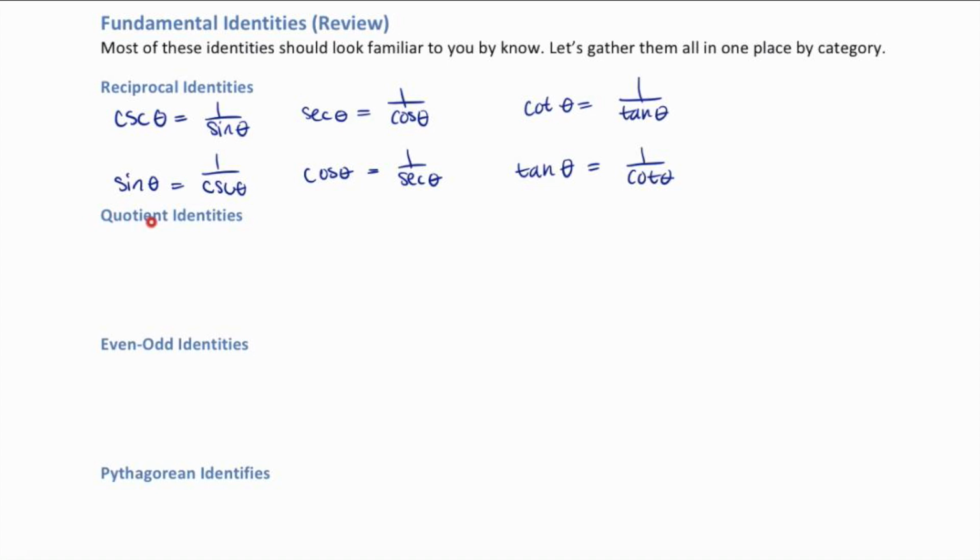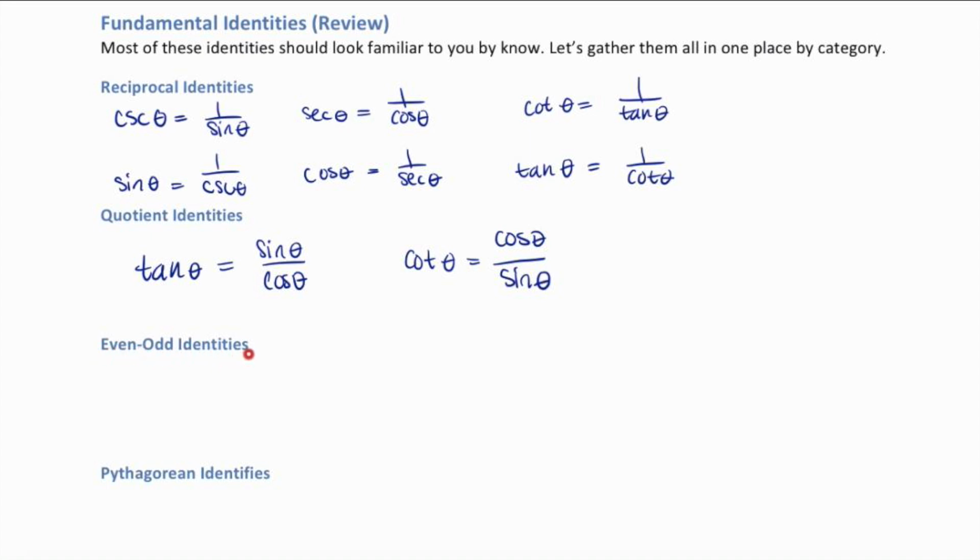Next, quotient identities. Tangent of theta is sine of theta over cosine of theta, and cotangent of theta is cosine of theta over sine of theta.